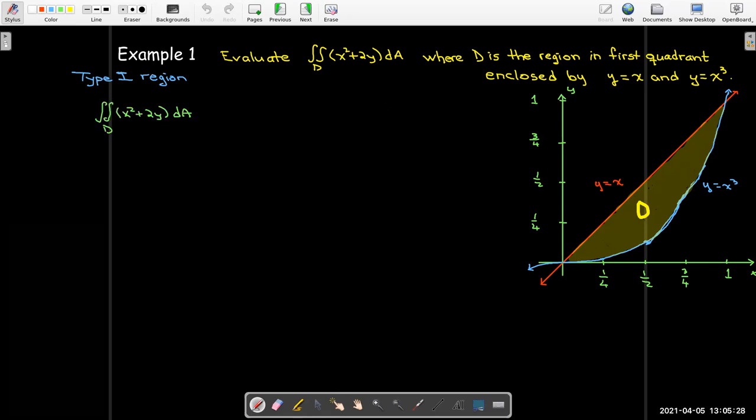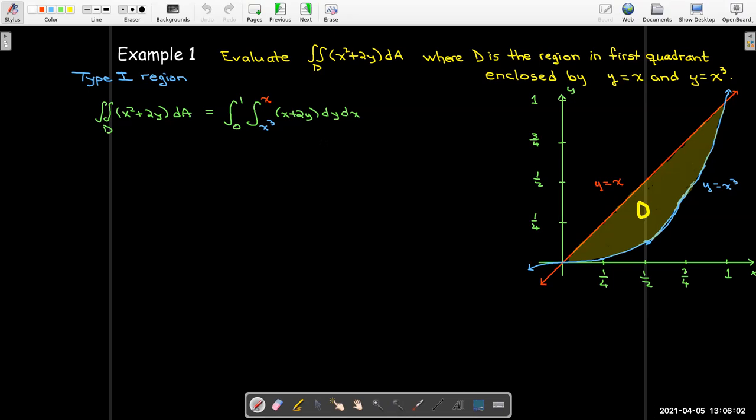So we've got a type 1 region. So we're going to set it up where the outer integral is dx, the inner integral is dy. And what are the bounds on the inner integral? Upper curve is y equals x, so we just write x. The lower curve is y equals x cubed, so we just write x cubed. The bounds for the outer integral go from 0 to 1. That's the smallest x value, the largest x value in that region.